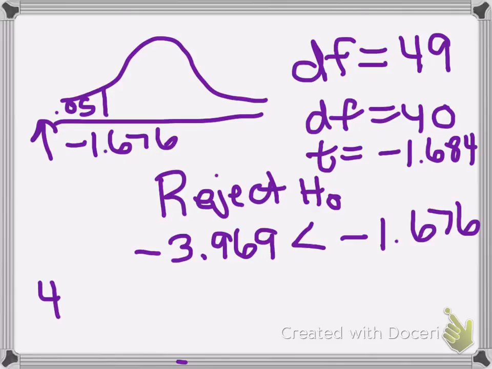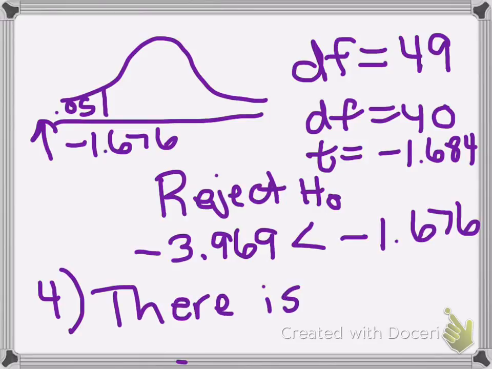So this is where I'm going to let you finish step 4. Step 4, though, there is sufficient evidence to show that, etc. Okay, so I'll let you finish that step 4, but that gives you a good idea of how to approach number 18 on 10.3.